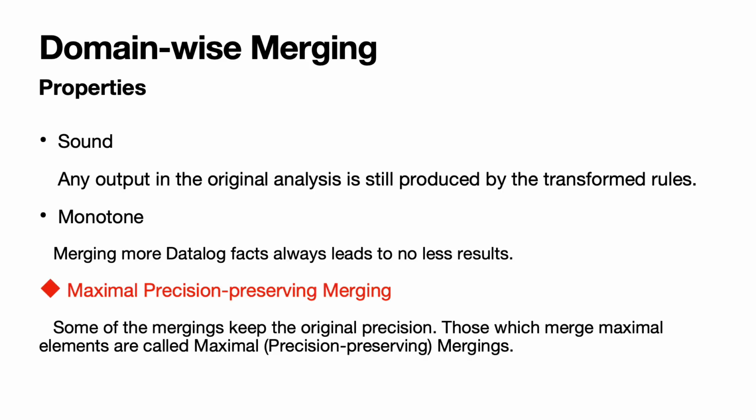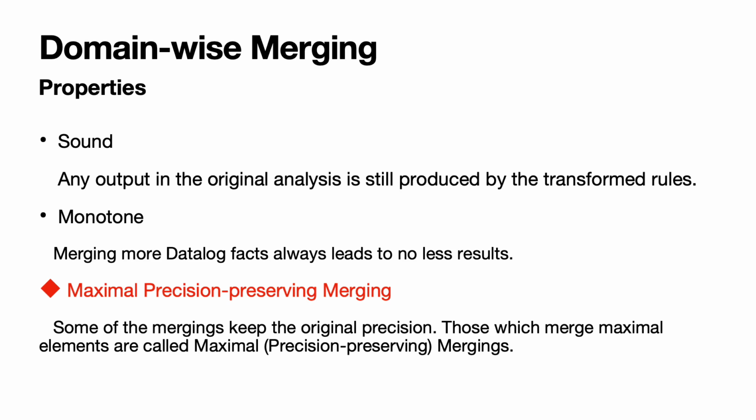We have proved some important properties of our domain-wise merging. Note that the following properties hold only when there are no negations in Datalog rules, but we can work around this by extracting the non-negative part of rules. The first property is soundness, which means any tuple in the output relations can still be derived from the transformed rules. Furthermore, we can prove the monotonicity of mergings.